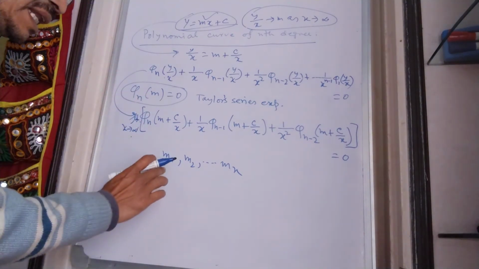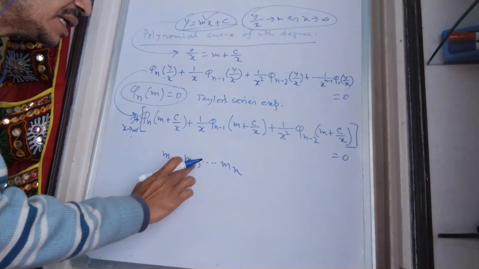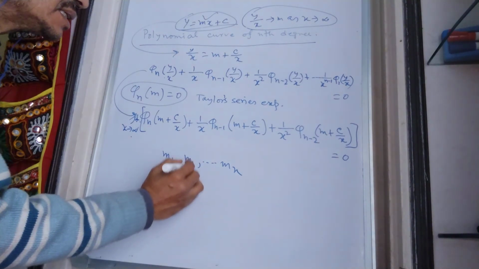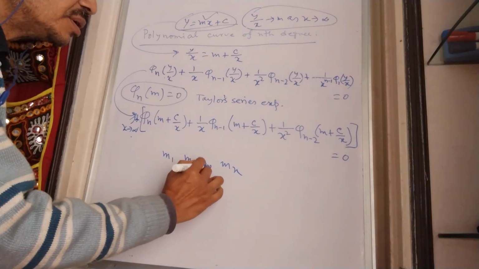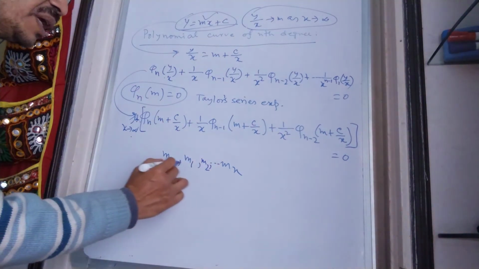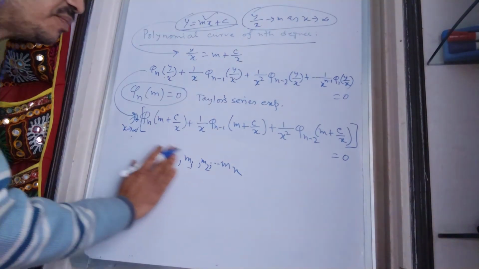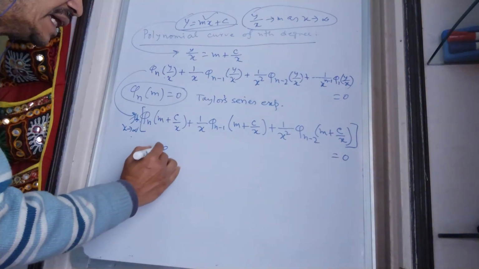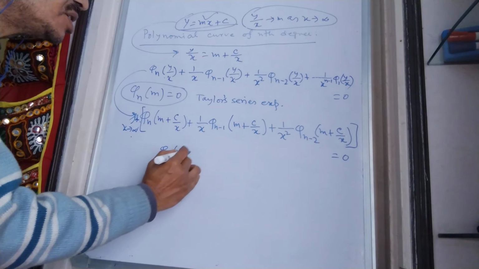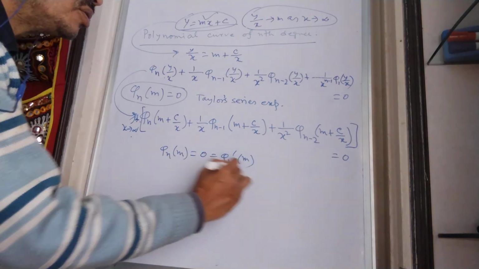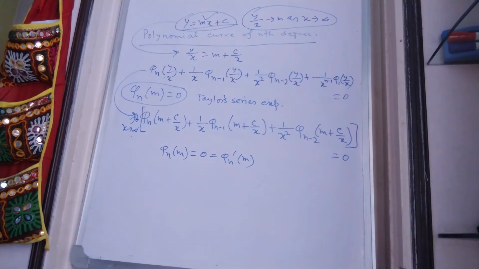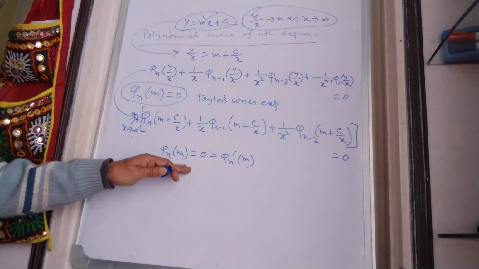Now one realizes that it may so happen that it has a repeated root m1, m1 and then m2, isn't it so? So these two are repeated roots. So in case of a repeated root, we know that not only phi n m is 0, phi n prime m is also 0, isn't it so? Whenever m is a repeated root, we have this relation.